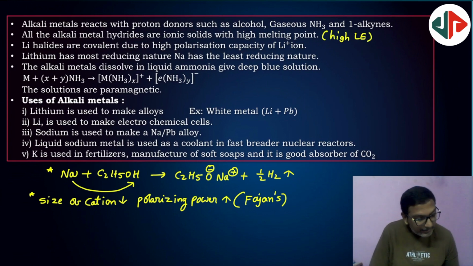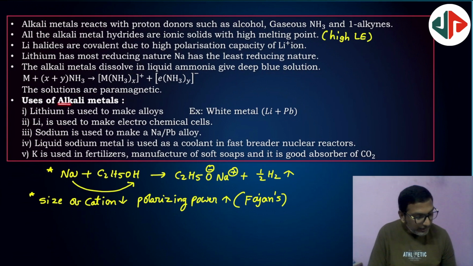Next. Alkali metals dissolve in liquid ammonia to give deep blue solution. Deep blue solution. So color is due to ammoniated electrons. These are ammoniated electrons and the solution is paramagnetic in nature due to unpaired electrons.